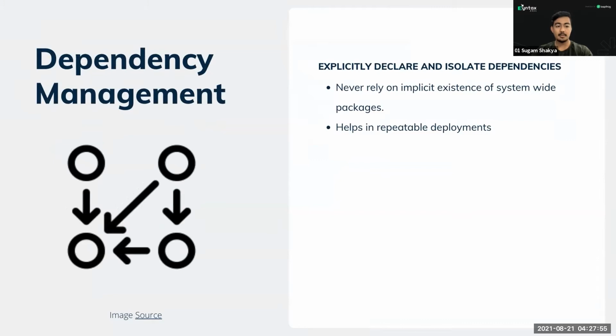So the next point is dependency management. What it states is we need to explicitly declare and isolate dependencies. Most of the frameworks, or the pattern or trend that we follow these days, follow this principle. So when we build a Node application, or a React app, or Angular app, we explicitly declare our dependencies in package JSON.